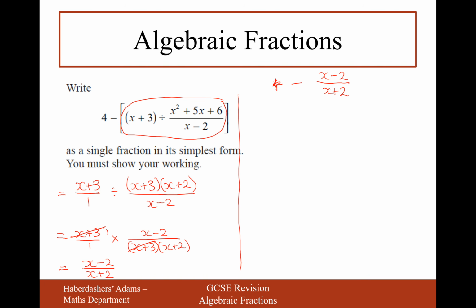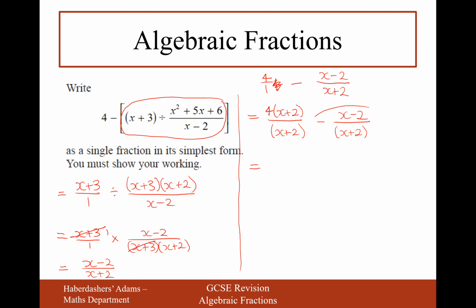We're going to treat the 4 as 4 over 1. So now we want to create common denominators. So the common denominator is just going to be x plus 2 on the bottom of both. x plus 2 on the bottom of both there. So on the left-hand one, it's going to be 4 lots of x plus 2. And on the right-hand one, it's just the same fraction.